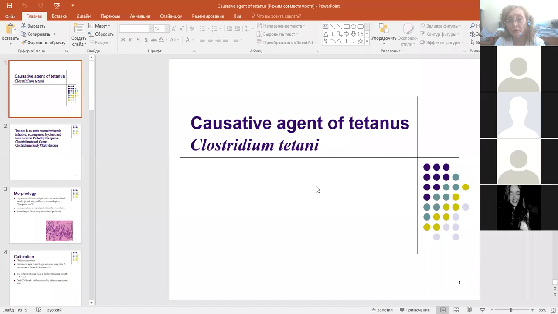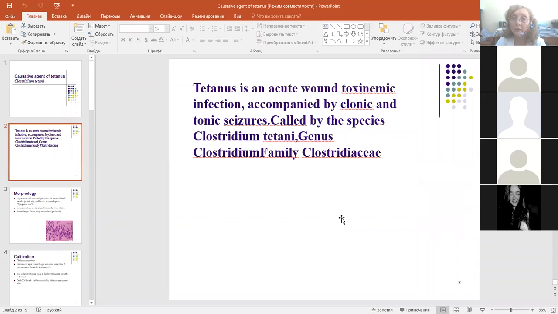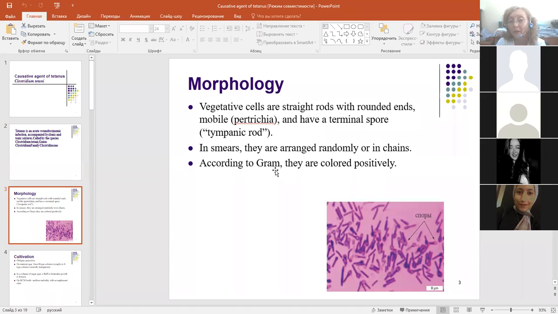The Latin name of the causative agent of tetanus is Clostridium tetani. Tetanus is an acute wound, toxinemic infection accompanied by clonic and tonic seizures, caused by the specific Clostridium tetani, genus Clostridium, family Clostridiaceae. Morphology. Vegetative cells are straight rods with rounded ends, mobile, peritrichous, and have a terminal spore, a drumstick rod. In smears, they are arranged randomly or in chains.